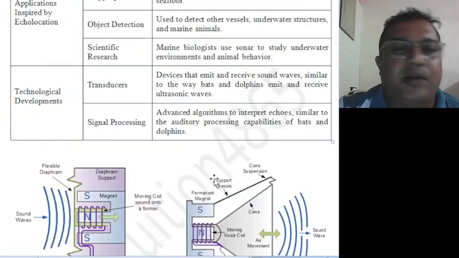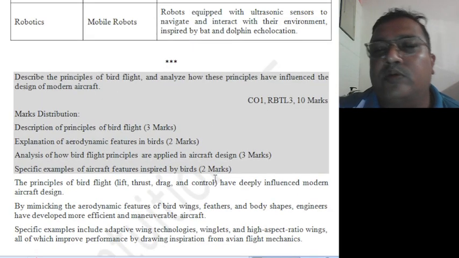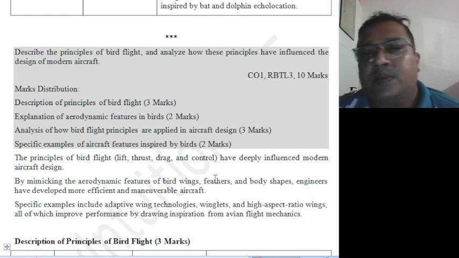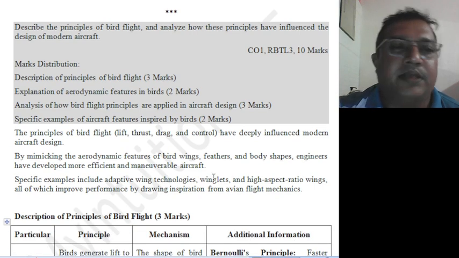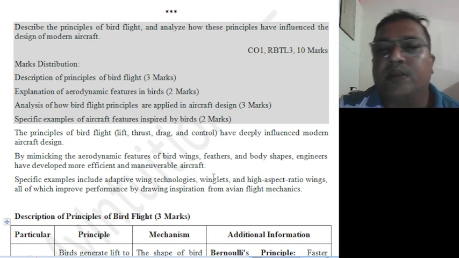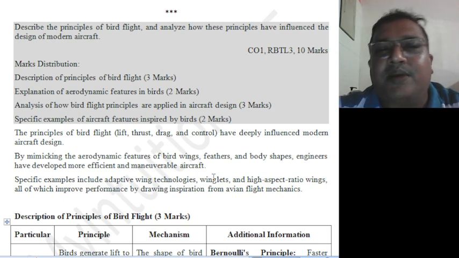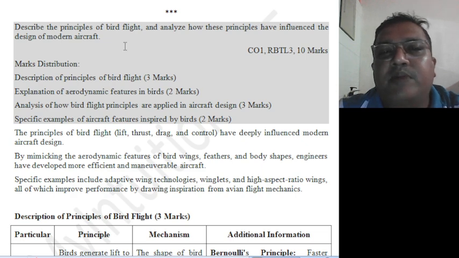Moving to the second topic, that is bird flying, and how that is connected to the modern aircraft. What are the similarities, and what are the technological advancements done compared to bird flying? Bernoulli's principle, everything comes under this topic. Describe the principle of bird flight and analyze how these principles have influenced the design of modern aircraft. Course outcome 1, level of question 3, and it carries 10 marks.